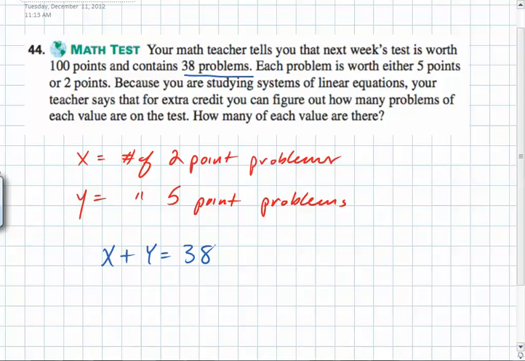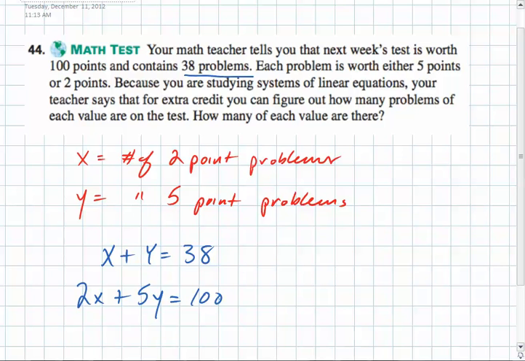That's nice. And they also tell you the test is worth 100 points. So what's the next equation going to be, Phoebe? In this case, it's 2x plus 5y is equal to 100. We're being consistent with how we label them. We labeled x as the number of 2-point problems and y as the number of 5-point problems. You can switch that and just switch it all the way through. You're going to get the same answer.